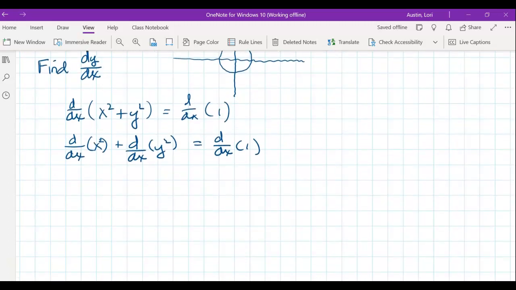All right. Well, the derivative of x squared, you all know it. What is it with relation to x? It's just going to be 2x. Done. We'll get to that y one in a second. You know the derivative of a constant. What's the derivative of a constant?